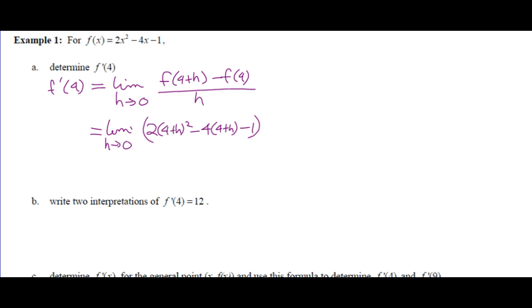So I'm just going to bracket it to set that aside. Minus f of 4. Okay, so again, we'll throw this one in brackets, especially because we have the minus sign here. So, once we've simplified, we're going to want to remember to subtract. So 2 times 4 squared minus 4 times 4 minus 1. Okay, so this is f of 4 plus h minus f of 4 all over h, which is equal to, okay, keep going, the limit as h approaches 0.